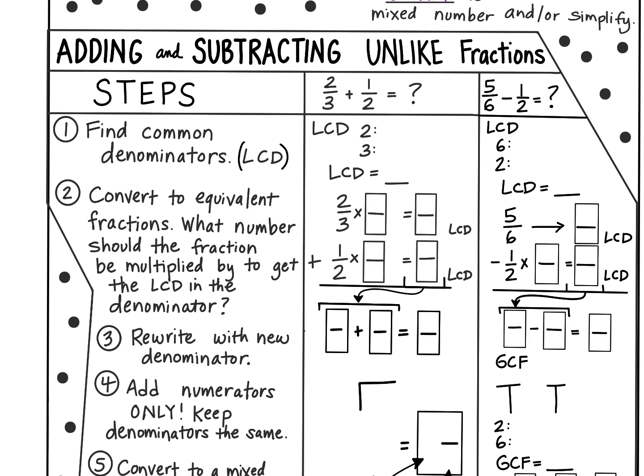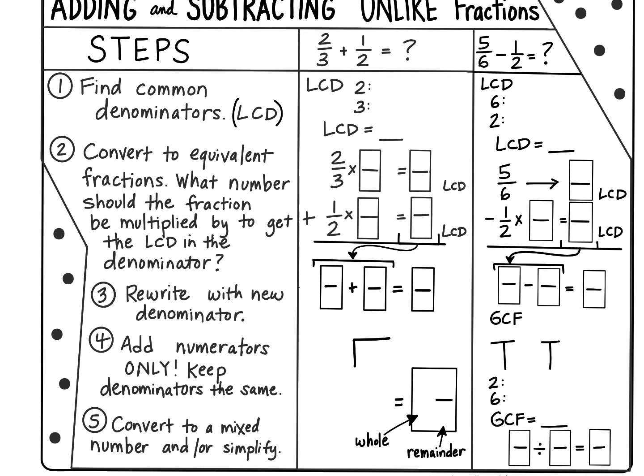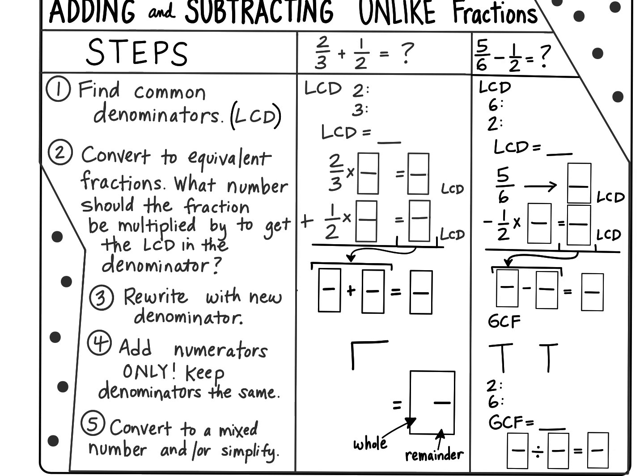It says adding and subtracting unlike fractions, and I have two examples. I have an addition one and I have a subtraction one. My steps are over to the left for me so that I can go back through each one of those as I am working through my problems. Okay, so starting with the addition problem, 2/3 plus 1/2. The first thing I have to do is find a common denominator. Both of my fractions need to have a common denominator.